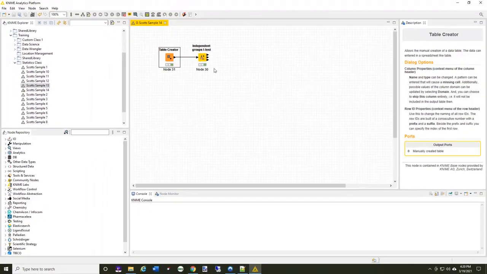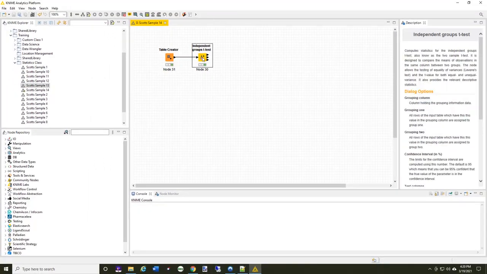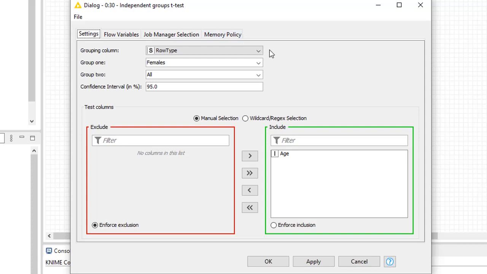Now, I'm going to run them through the Independent Groups t-test node. When I click on here, I can see it's designed to compare the means of observations in the same column between two different groups. So in the configuration, I've told it the column I want to use to group by, which is row type. And then I chose the group. It populates it with all the known groups. So you can choose. In this case, I want to compare between females and all. And I gave it a confidence interval of 95%.